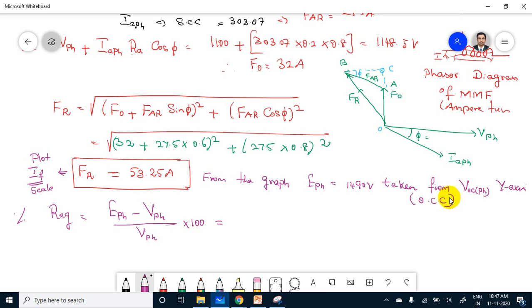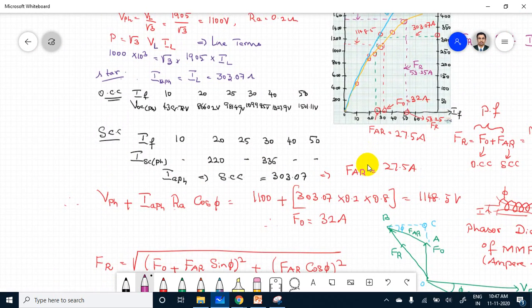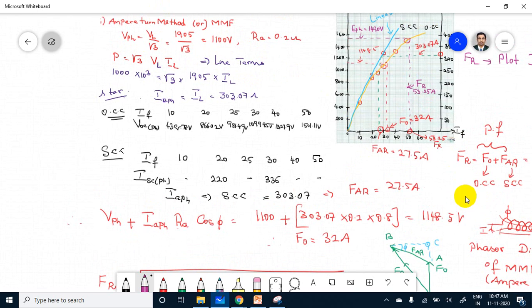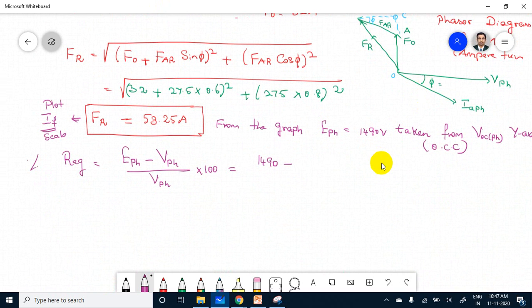So the regulation will be how much? 1490 minus V phase. What is the V phase value? At the starting stage we did it: V phase equal to VL by root 3, 1905 divided by root 3. What is the answer? V phase is 1100. So substitute this value, divided by 1100. So 35.45%.